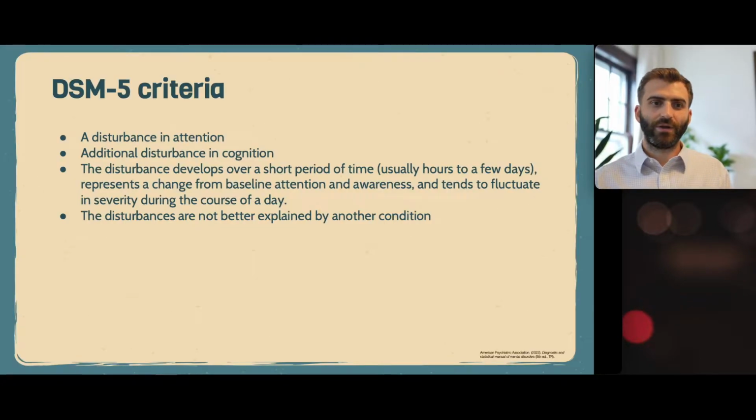So let's go into delirium now. I'll start with the DSM-5 criteria, more specifically for delirium. So it starts with a disturbance in attention, but also includes a disturbance in cognition, and then the time frame is important. So delirium develops over a short period of time, and the disturbances cannot be explained better by another condition.